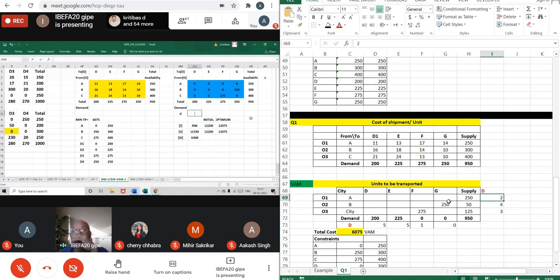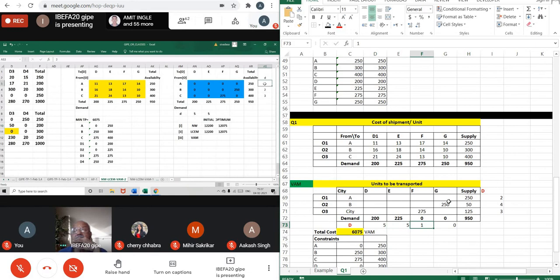Now F also doesn't want any difference. But D: 11 and 13, 2. 16 and 18, 2. 21 and 24, 3. Here, 11 and 16, 5. 13 and 18, 5. Minimum is 2. Whichever 2 you want, you can take.